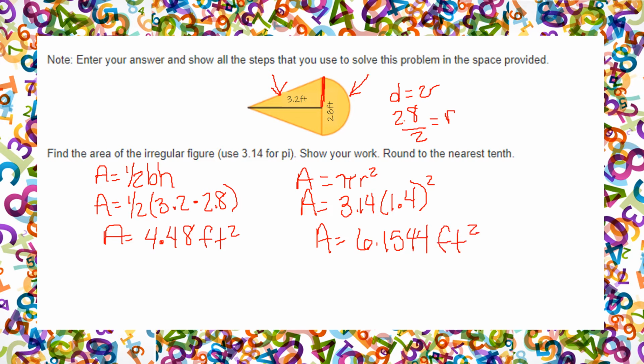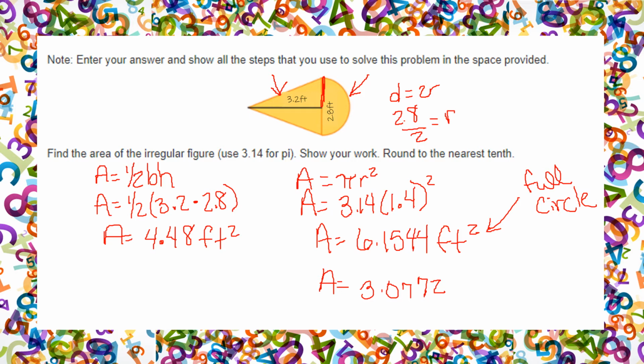So we're going to add those together. So we're going to add 4.48. Oh, hold tight. I about forgot something. This is the area for a full circle. We only have a half a circle, so I need to cut that in half. 6.1544 divided by 2 because I only have half of that circle. So our area is 3.0772.